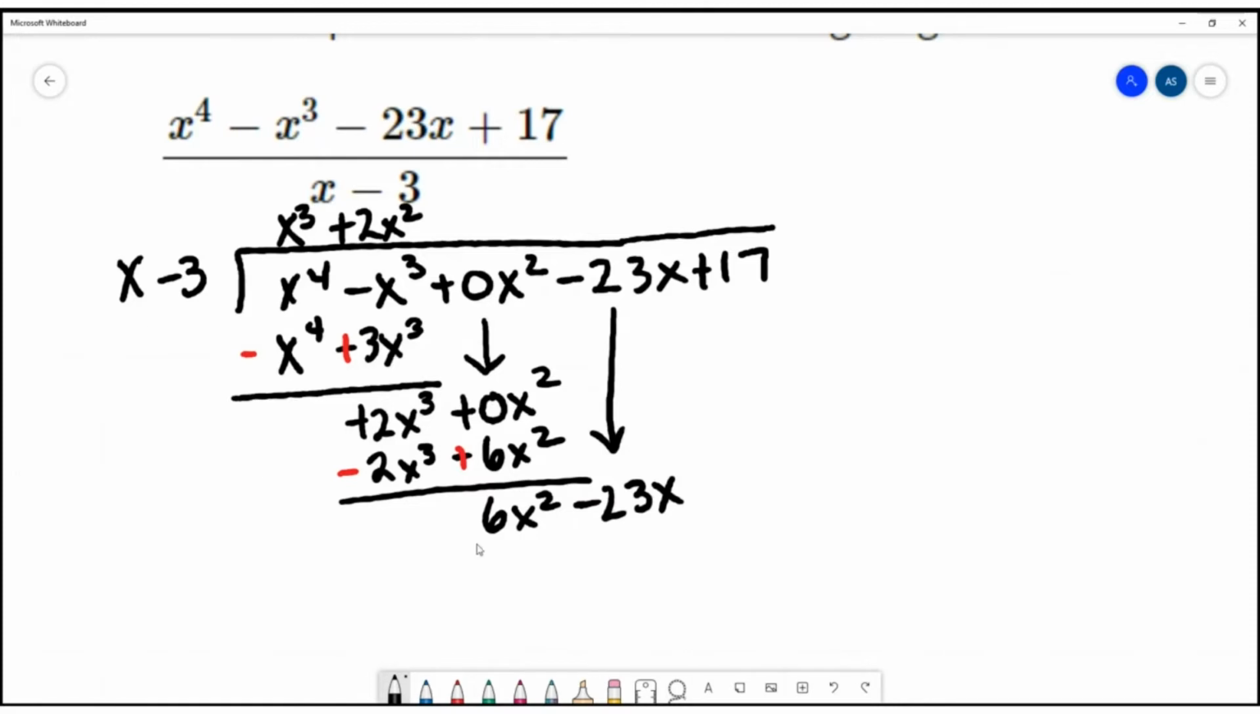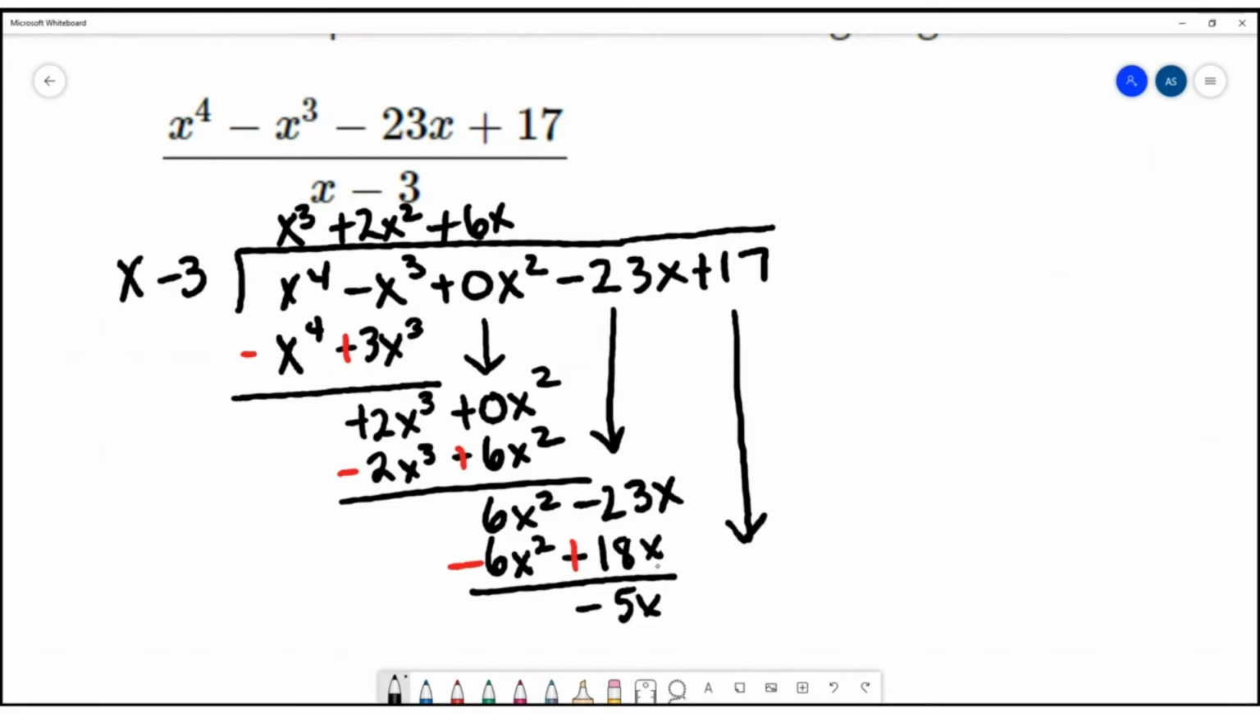So focus on the first terms. X divided into 6x squared is 6x. We'll put a plus 6x up here. 6x times x is 6x squared. 6x times negative 3 is a negative 18x. We're going to subtract, changing the signs. 6x squared minus 6x squared is 0. Negative 23x plus 18x will give us negative 5x. And we'll carry down that next term, plus 17.